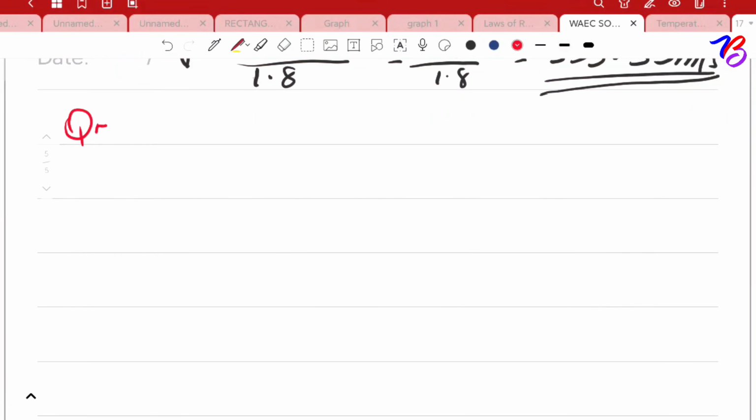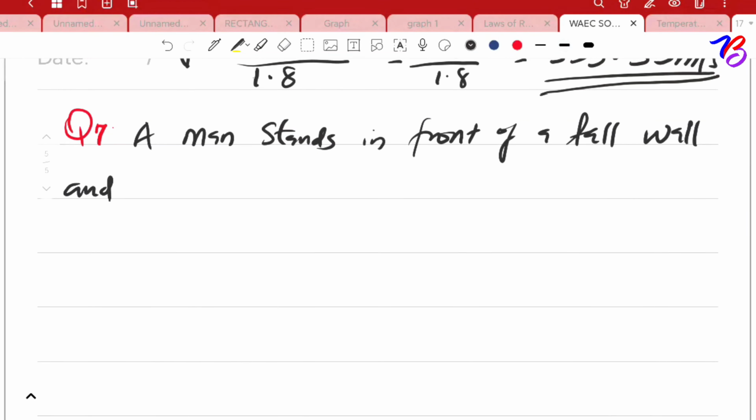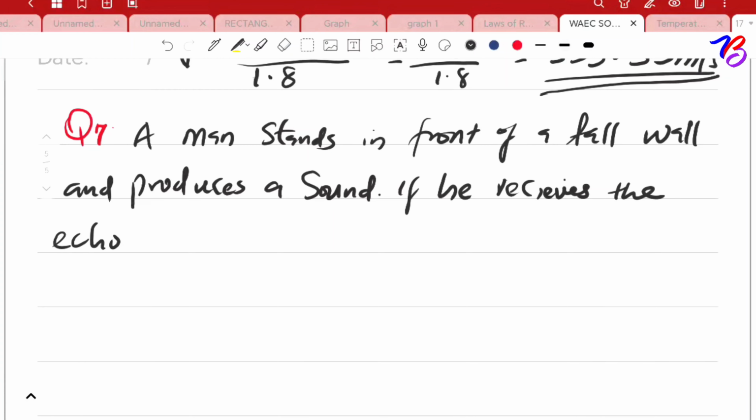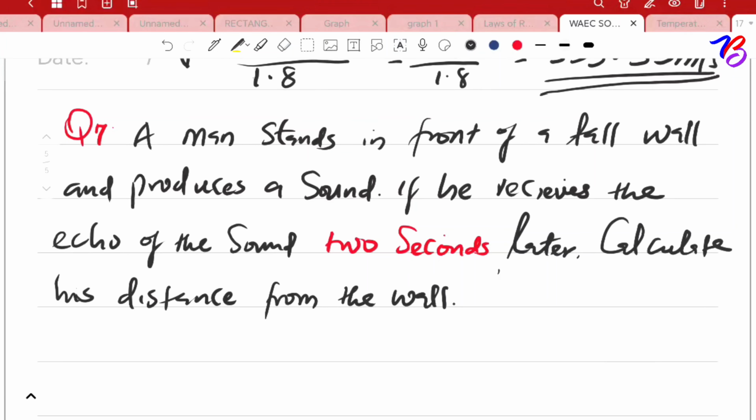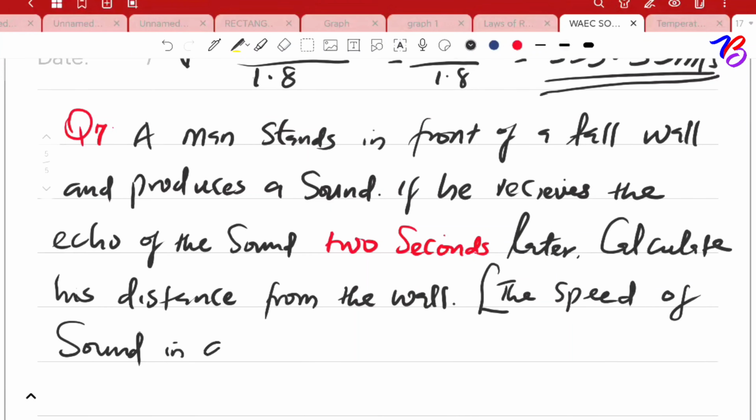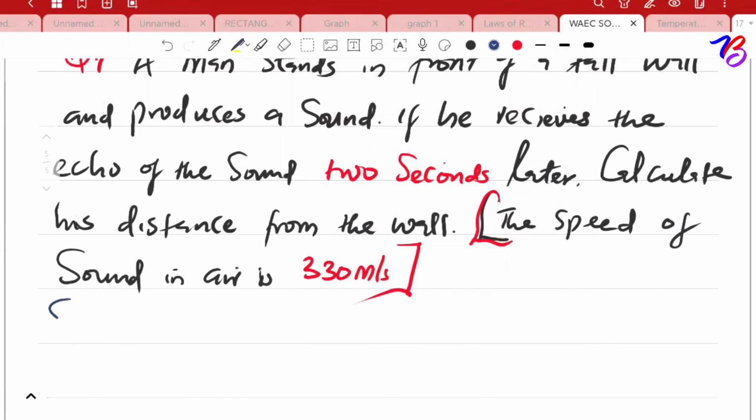Thank you. Next question. A man stands in front of a tall wall and produces a sound. If he receives the echo of the sound 2 seconds later, we are asked to calculate his distance from the wall. The speed of sound in air is given to us to be 330 meters per second. The three components, of course: you have velocity, you have time, you have distance.